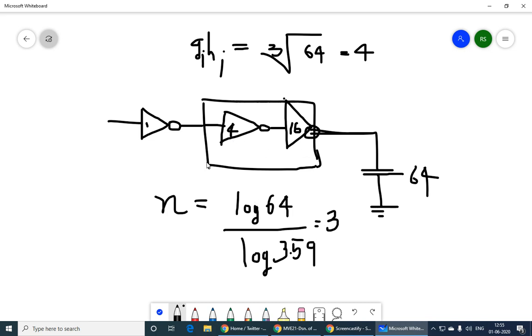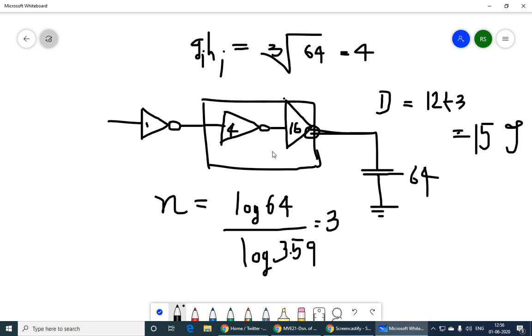Once we have these numbers, we can get the delay also. Delay D equals 3 times each of these, where GiHi is 4, so that is 12, plus each of these has parasitic delay 1, that is 3, equal to 15 tau. This is the delay for your inverter chain, and this is the design of the inverter chain.